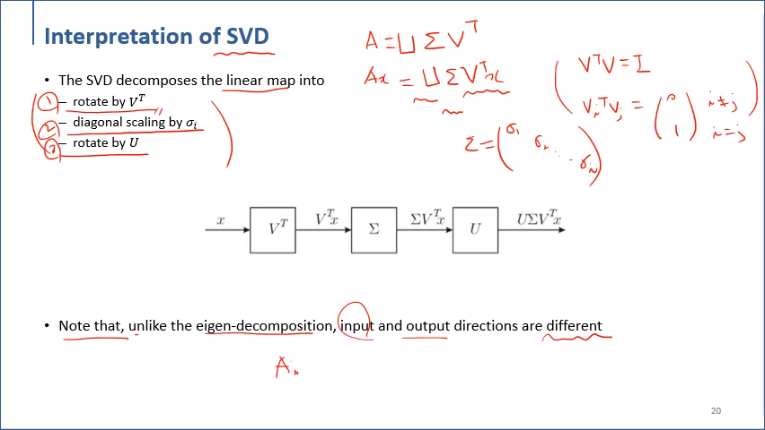So here, from the eigen decomposition, A V_i is equal to lambda_i V_i. So in the diagonal matrix, we have the same input and output directions. But here, from the SVD, the relations can be written as A V_i is equal to sigma_i U_i. So the output has different dimensions because V_i has the size of n by 1, and U_i has the size of m by 1.